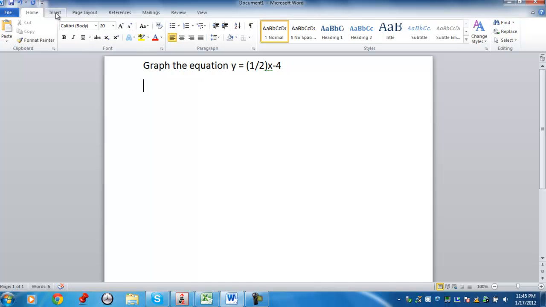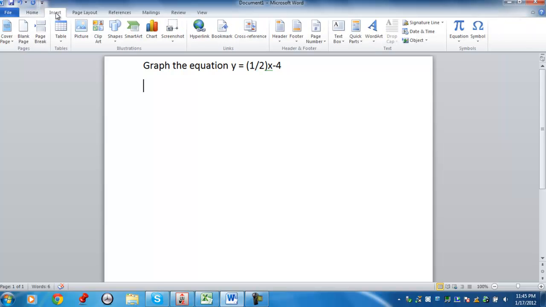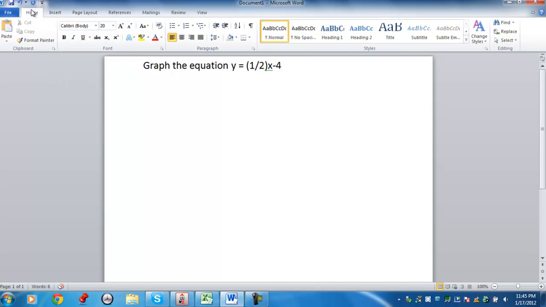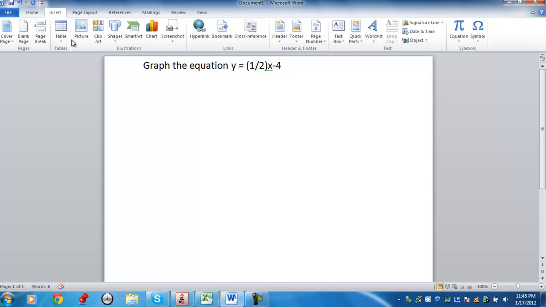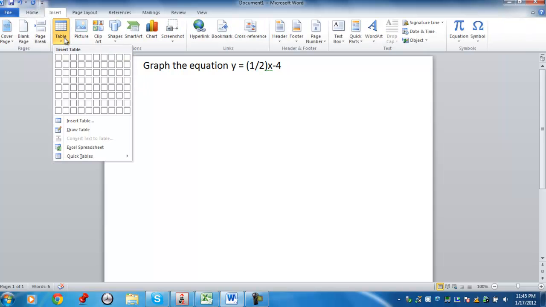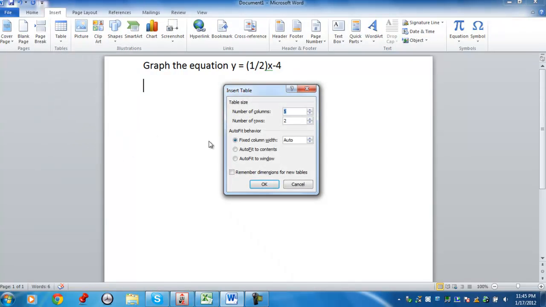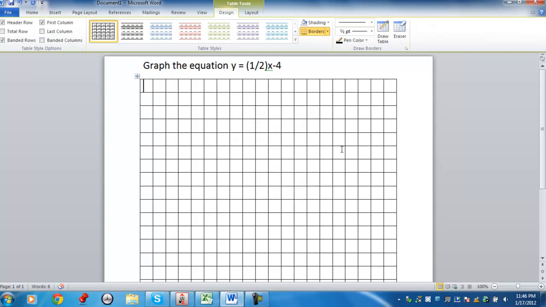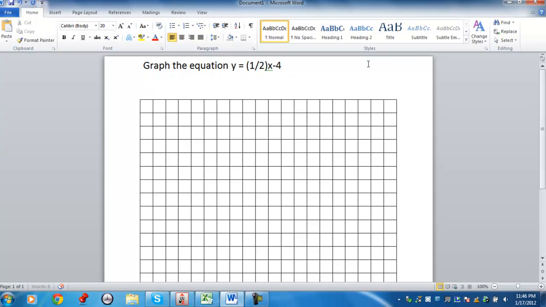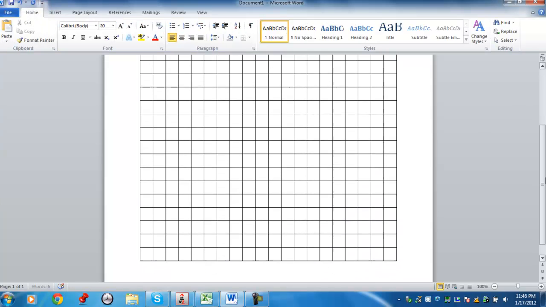First thing I'm going to do is establish a grid. I'm going to use the table function. If you're at the Home tab, go over one to the Insert tab. We're going to go to Table, and I'm just going to insert a table. The dimensions I'm going to use seem to be pretty consistent: 20 by 20. Not perfect, but it gives you a pretty good graph to work with.